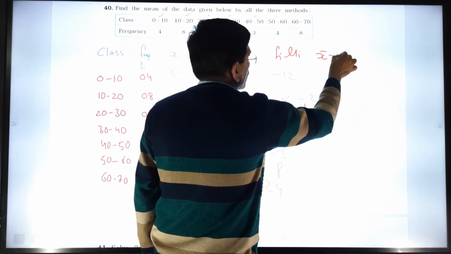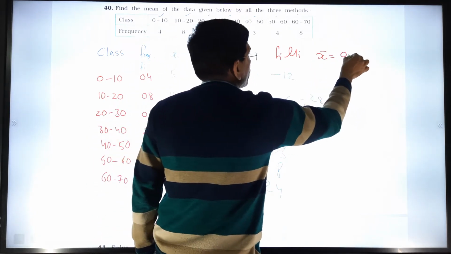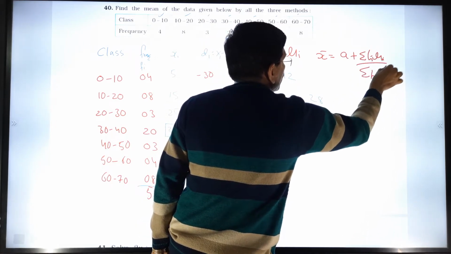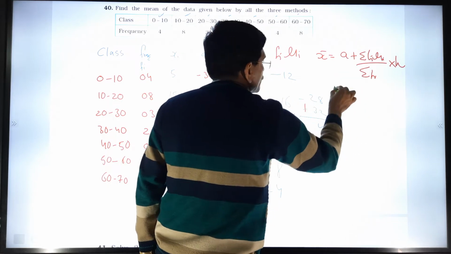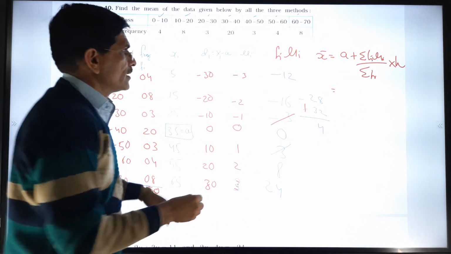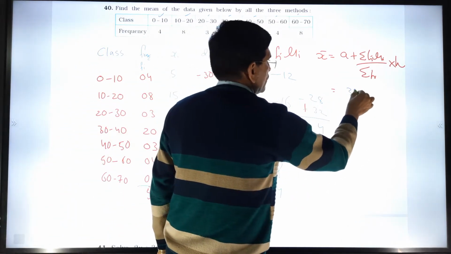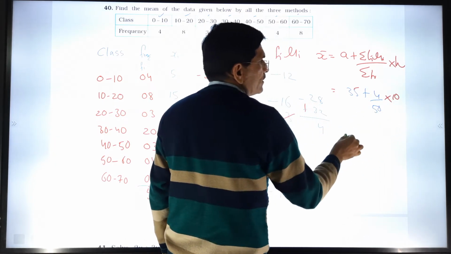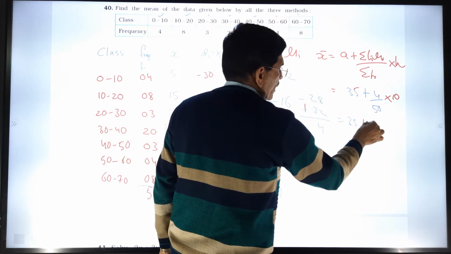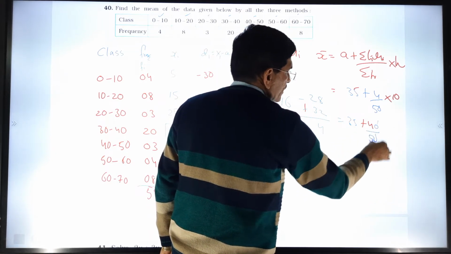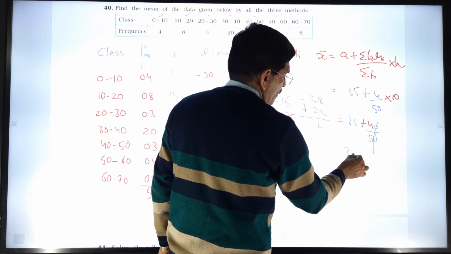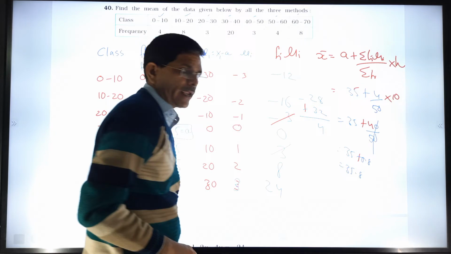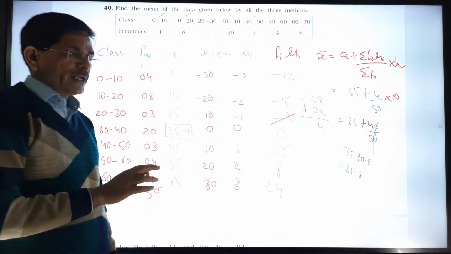Now x bar is equal to a plus sigma fi ui upon sigma fi into height h. So what is the value of a? That is 35. So 35 plus 4 upon 50 into class length 10. So again same, 35 plus 40 upon 50. This 0 cuts. So 35 plus 0.8, that is 35.8. So it's the best revision according to me.